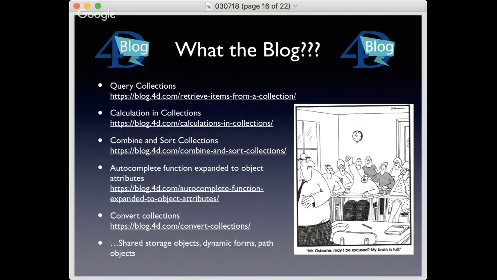And then on to the autocomplete function, which is now expanded in the language to attributes, which is great. So if you're using dot notation already, that's wonderful. It'll recognize what attributes are in those objects, and in the editor it will autocomplete for them.